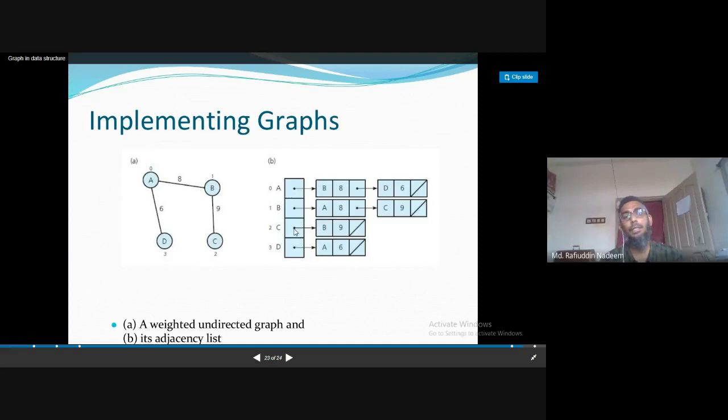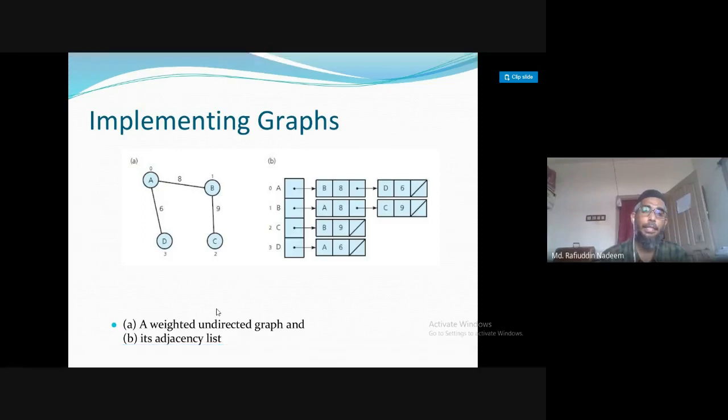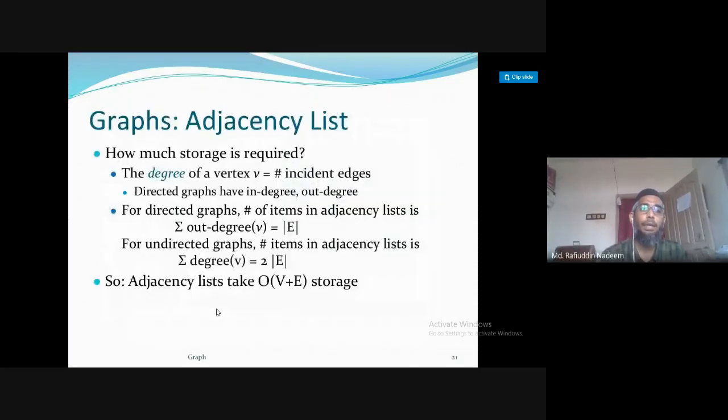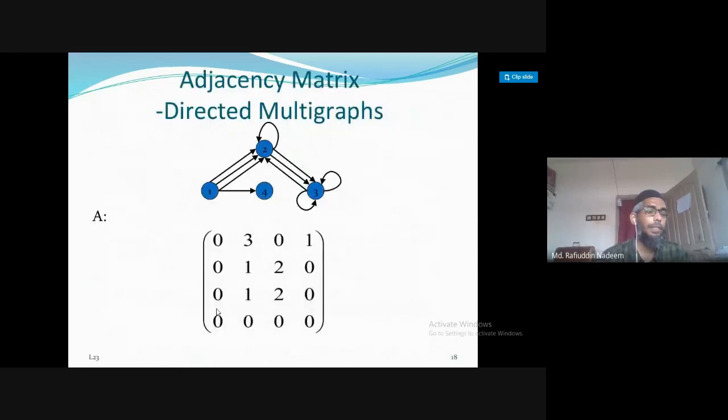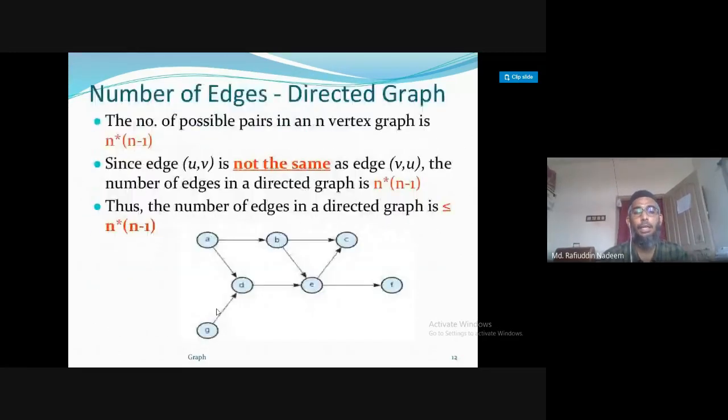From C, there is only one edge, which is why it is mentioned as B. And from D, there is only one edge, to A, mentioned as A. So a weighted undirected graph and its adjacency list can be mentioned like this. So that is about the graph, the basic terminology which we are supposed to practice and know.